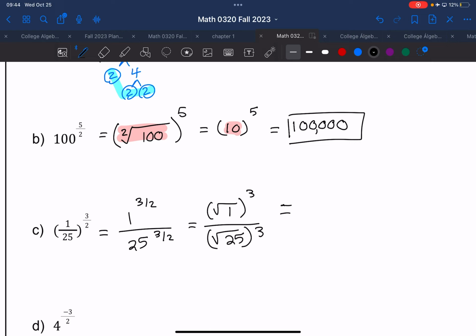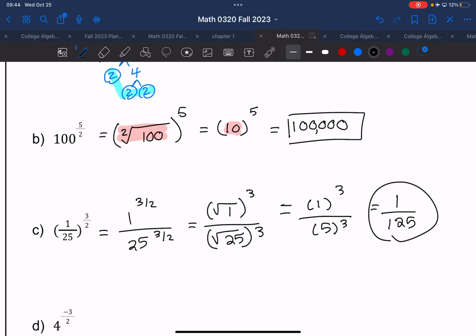So simplifying this, what's the square root of 1? 1, and then I'm cubing that. What's the square root of 25? 5, and then I'm cubing that. What's 1 cubed? Remember, this is the same as saying 1 times 1 times 1. 1, and then what's 5 cubed? 5 times 5 times 5. 125. So that means our answer is 1 over 125, or 1/125.